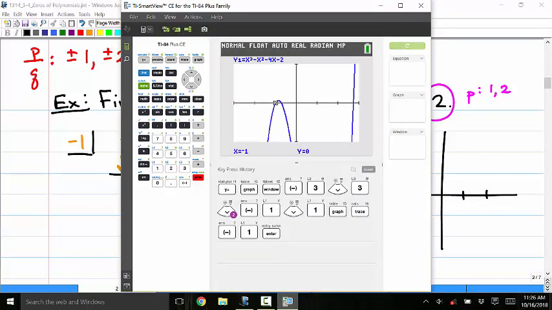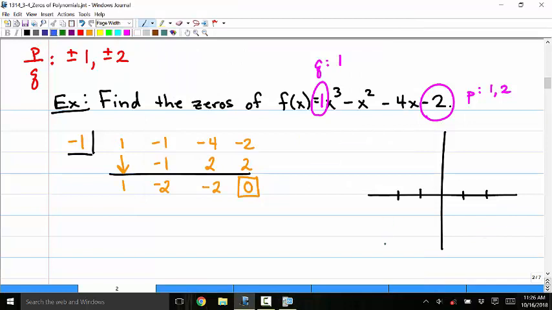So my graph looks something like this. Do you agree? So right here at -1, that was a 0. Okay, what are those other 2 zeros? Are they going to be rational or irrational? They're irrational because the only other rational had to be 1, 2, or -2. So those other 2 zeros must be irrational.